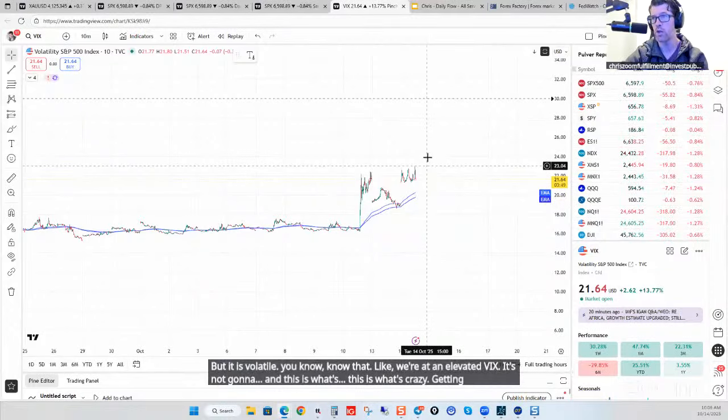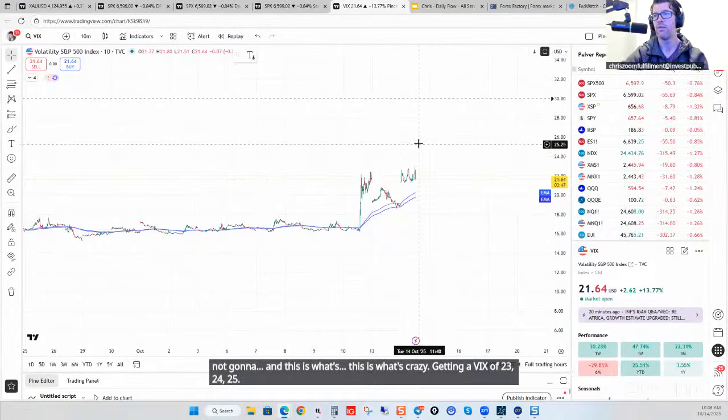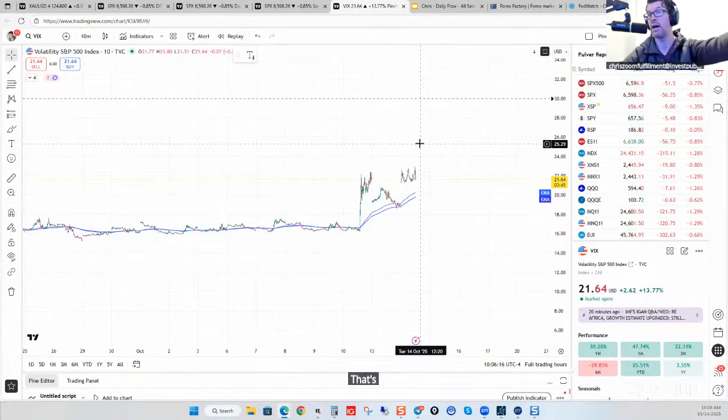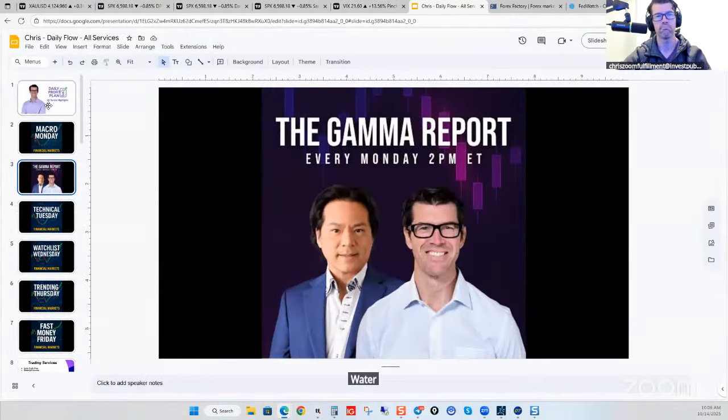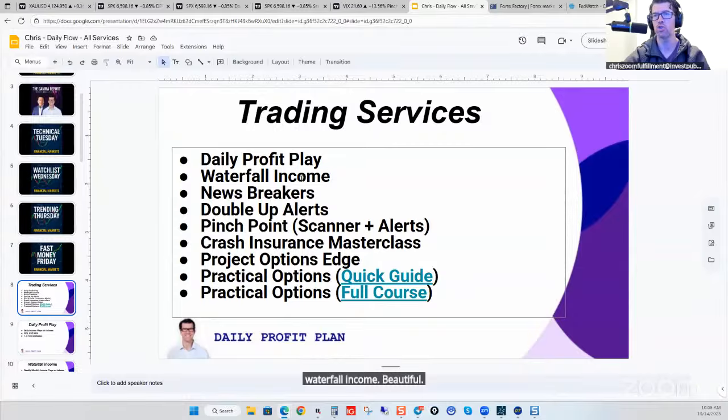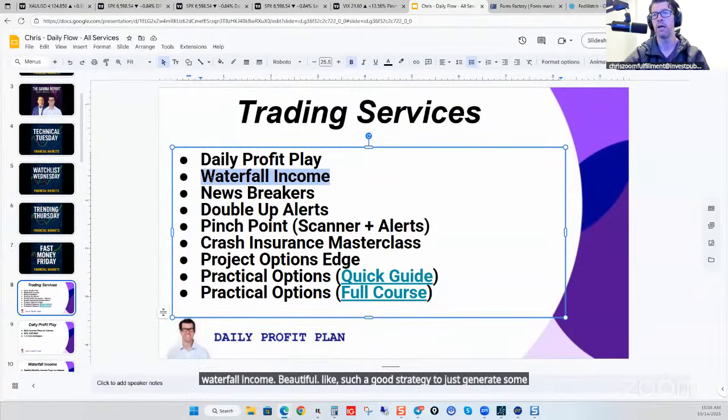Getting a VIX of 23, 24, 25, that's good for selling out-of-the-money premium at a longer duration. If I went out 60 days, 80 days, 90 days, waterfall income, beautiful. Such a good strategy to just generate some income far out of the way. Okay, Project Options Edge, generating income far out of the way.